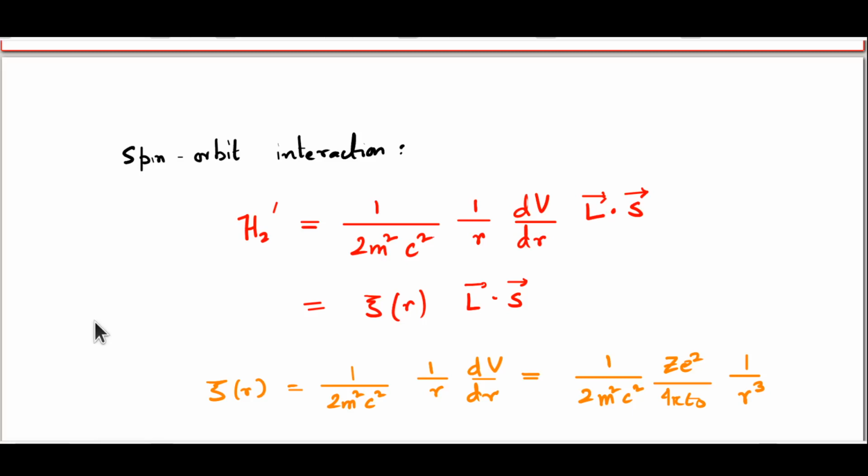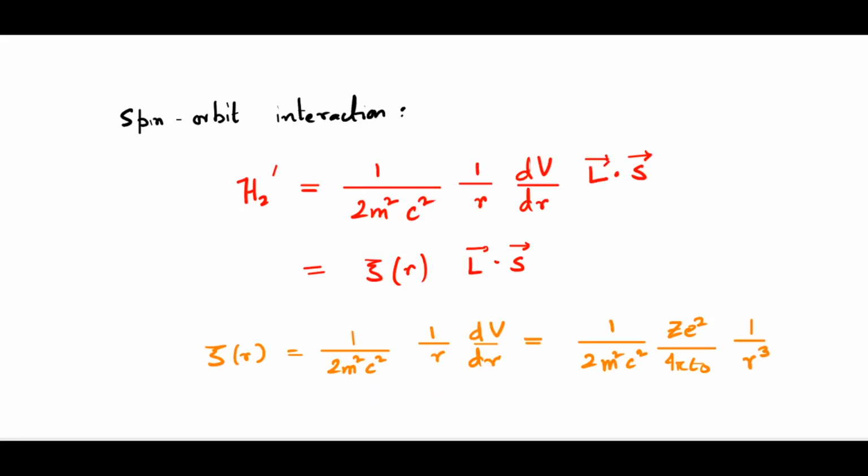You can write that as xi of r times L dot s, and this way of writing it sort of emphasizes the importance of the interaction between the orbital angular momentum L and the spin angular momentum s. The prefactor xi of r, of course, is an important part of the calculation, and given the fact that capital V, the Kepler potential, is minus z square by 4 pi epsilon 0 r, you end up with this final form for xi of r, which is 1 by 2 m square c square times z square by 4 pi epsilon 0 into 1 by r cube.